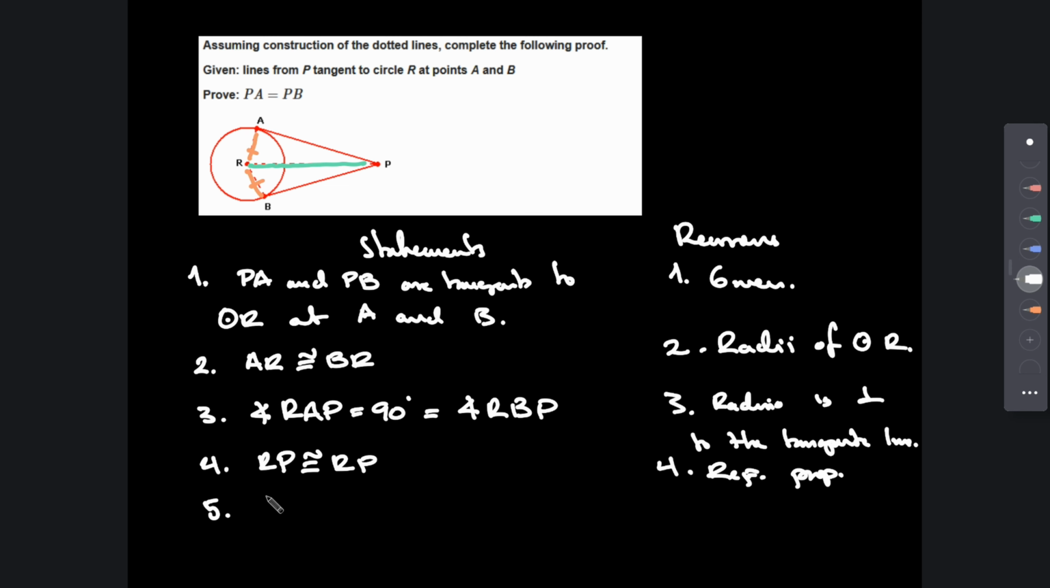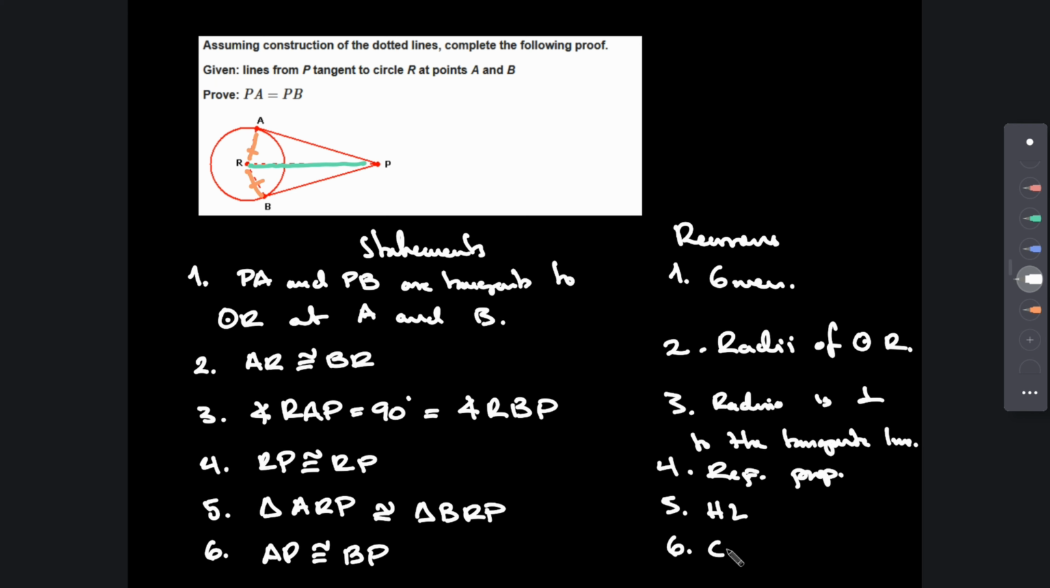So we know that triangle ARP is congruent with triangle BRP, right? This will be by the hypotenuse-leg theorem. And finally, since they're congruent, then by CPCT, we know that AP is congruent with BP. This is basically by CPCTC, right? Corresponding parts of congruent triangles are equal. That will be the proof. I think that this is the harder proof in this bunch of problems.